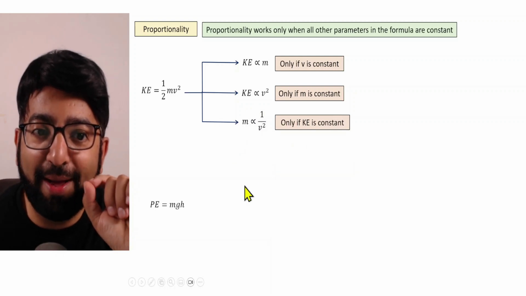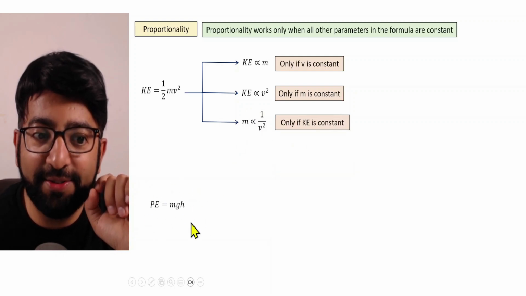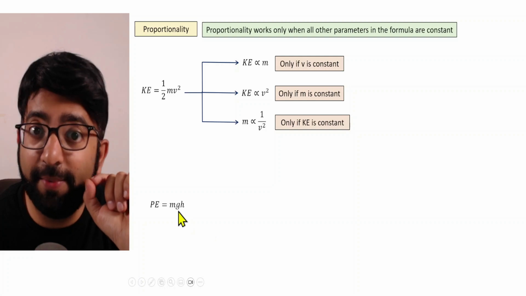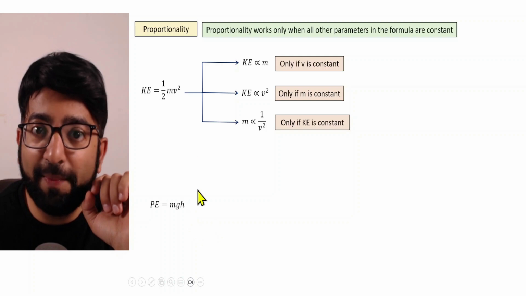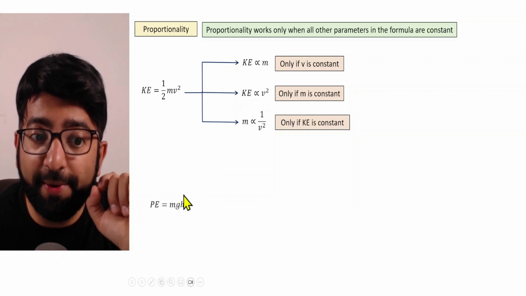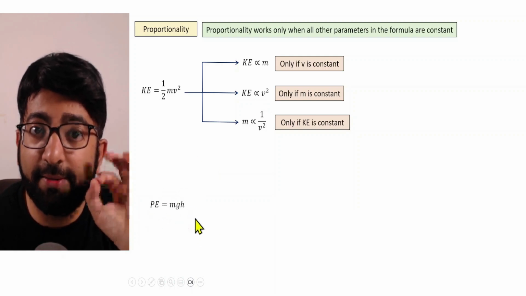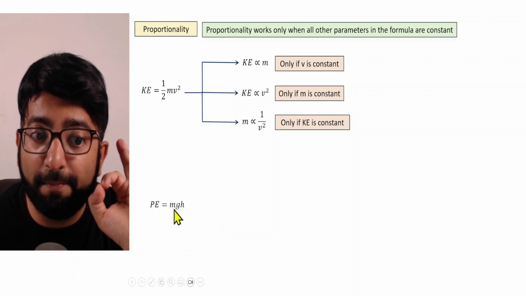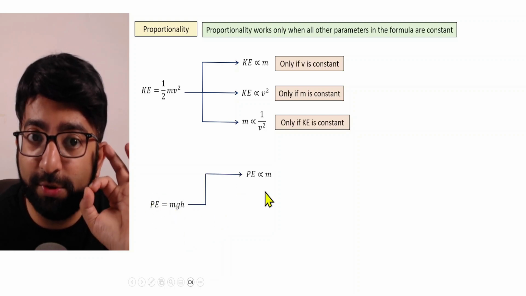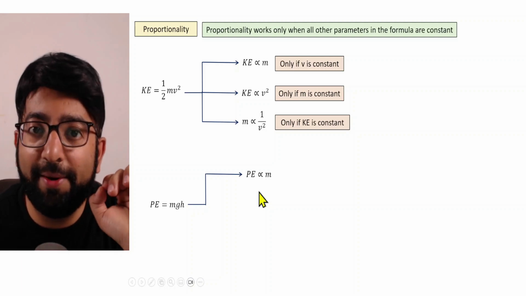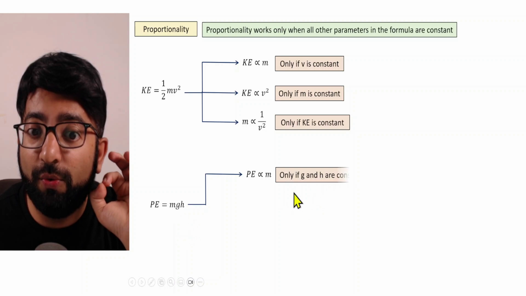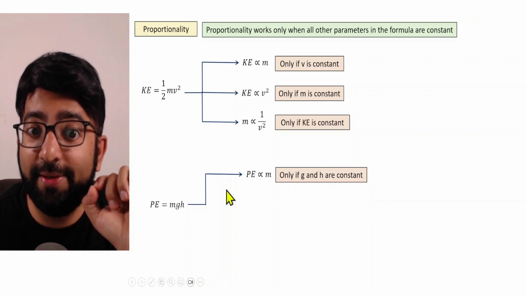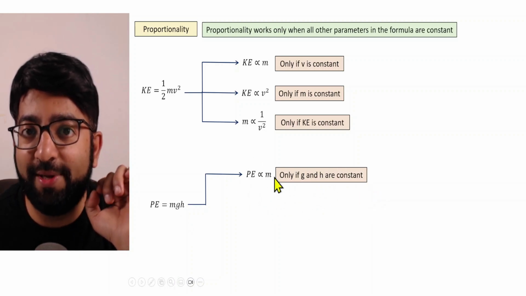Let me take one more example. Another formula, potential energy, we know is mgh, where m is the mass, g is the acceleration due to gravity, and h is the height. Let's apply the same logic here. We have four parameters here: PE, m, g, and h. We can say potential energy and mass are directly proportional, but all the other parameters need to be constant. Here, g and h are the other parameters. Only if g and h are constant can we use this proportionality.